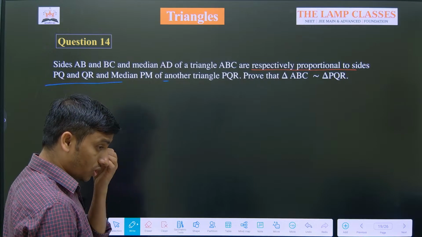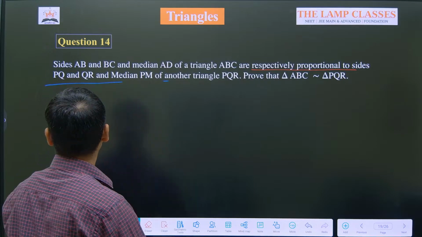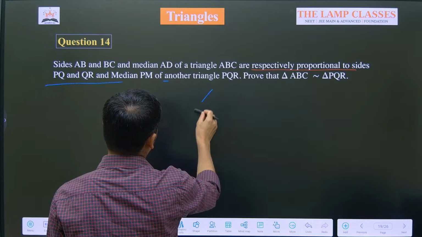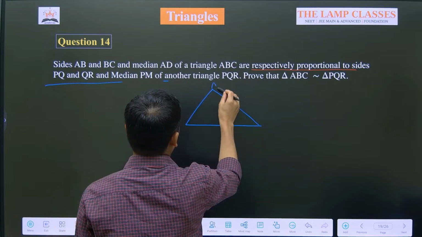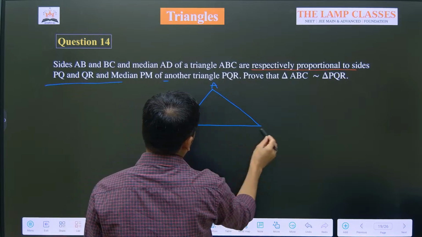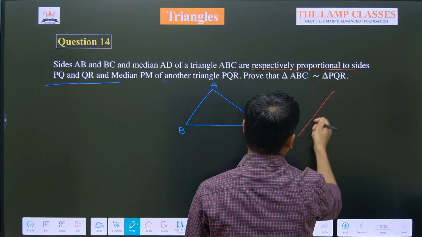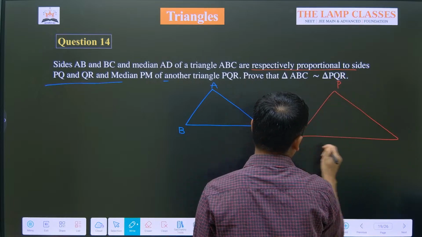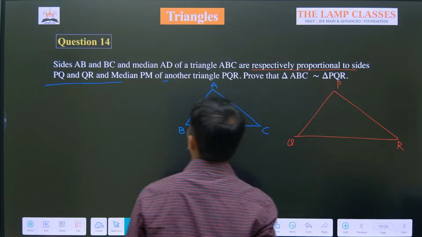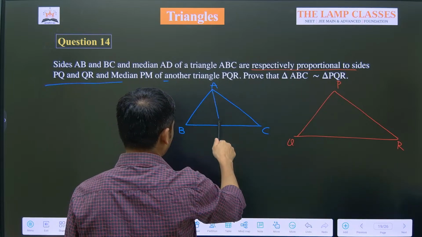So to start with, we should make the diagram, right? No, there are two triangles, ABC and PQR. Make that. Ye hai aapka A, B, C, and then we have another triangle PQR. They also want median, na? So let's call it here.